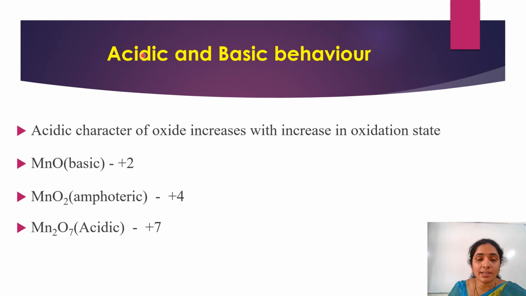Next one is acidic and basic behavior. Generally, the acidic character of oxides increases with increase in the oxidation state. If you take the example of manganese, which is showing oxidation states of +2, +4 and +7, manganese oxide MnO, which we have told is ionic in nature, is found to be basic, and MnO2, which is showing the +4 oxidation state, is amphoteric, and the highest oxidation state oxide, that is Mn2O7, is acidic in nature.